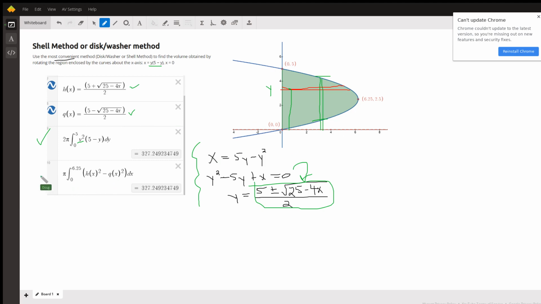And now it looks like we do get the same answer, pi times the definite integral from 0 to 6.25 of outer radius squared minus inner radius squared. If I had to do this manually, I don't think I'd want to square h of x and q of x and subtract them. And so definitely the shell method is more convenient than the washer method.